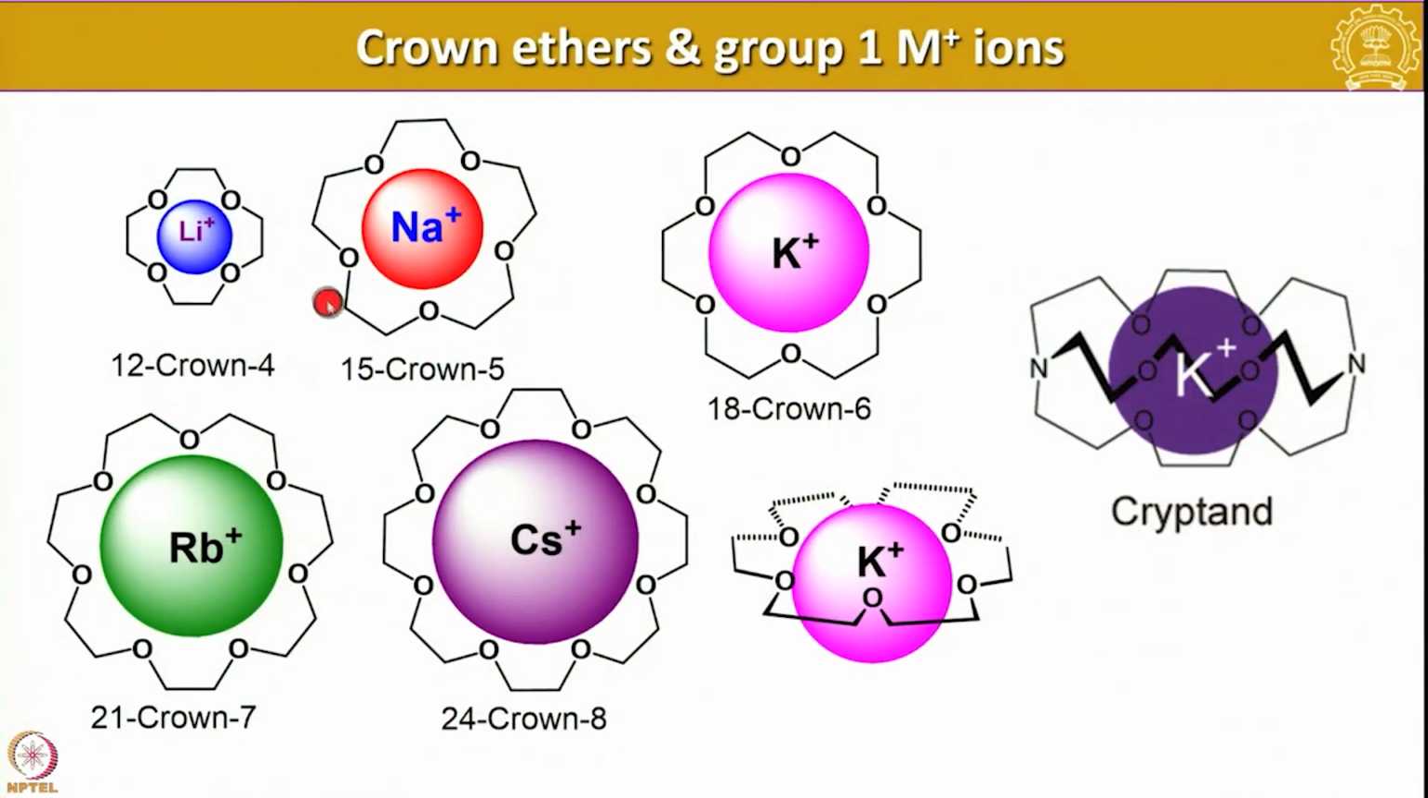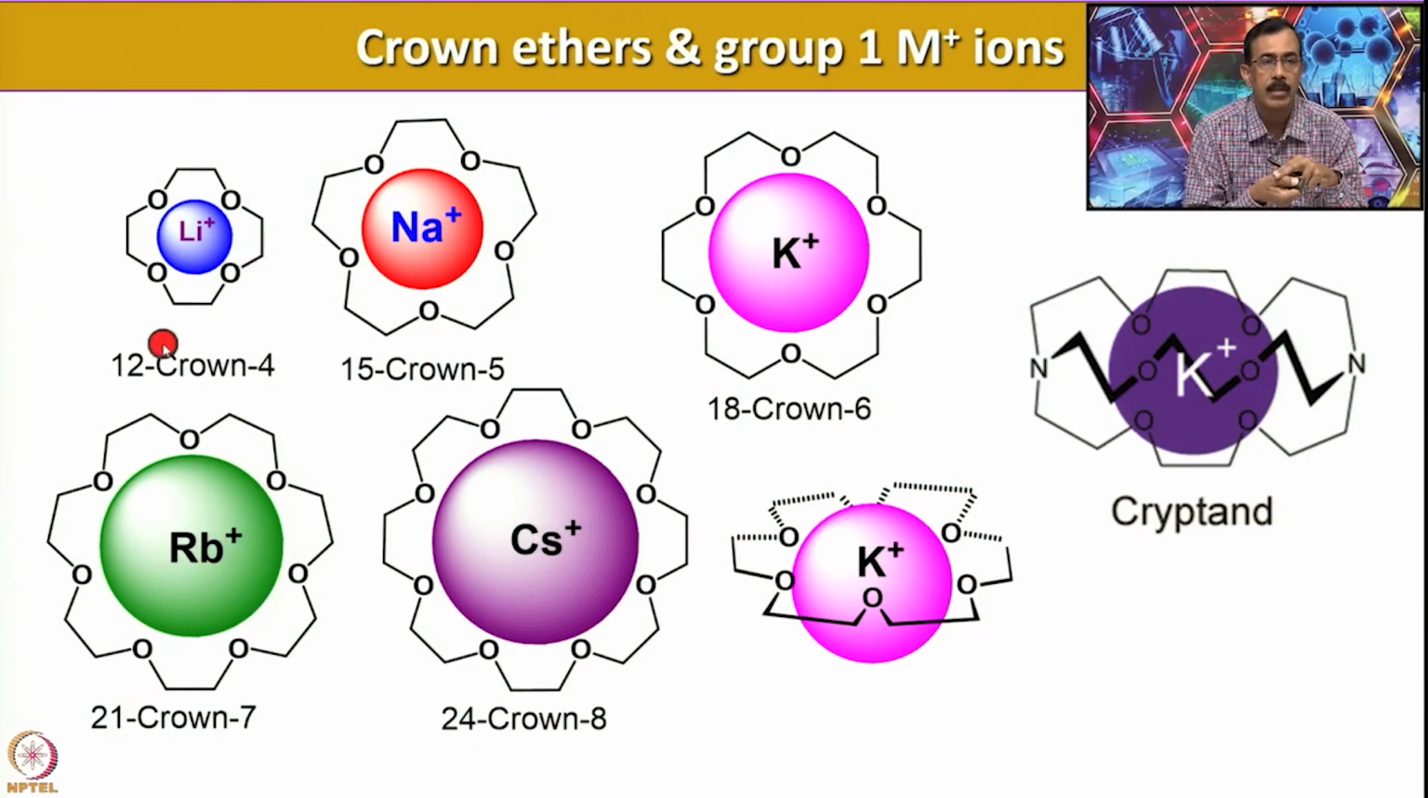For example, I have shown you, in case we have to stabilize lithium ion, then the ideal size is 12 crown 4, and if you want to stabilize a sodium cation, the ideal size is 15 crown 5. Similarly, for potassium we need 18 crown 6, or in case of rubidium we need 21 crown 7, and in case of cesium we need a slightly larger one, 24 crown 8.